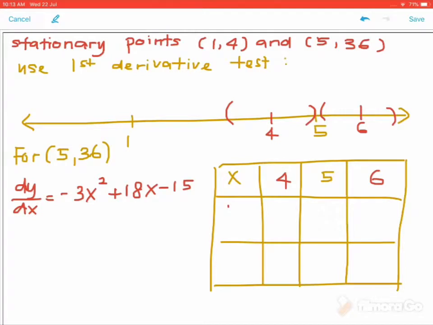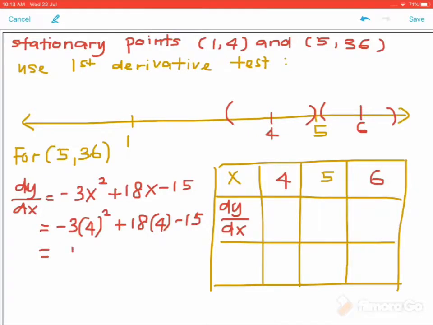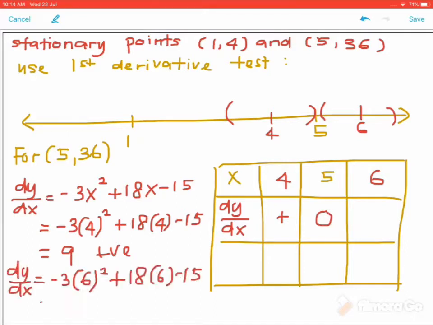So we substitute all these values of x into our dy/dx. When we substitute 4 into our dy/dx, we get 9, which is positive, so we write positive here. When we substitute 5, we get 0. And now we substitute 6. After calculating, we get negative 15, which is a negative value, so we put negative here.